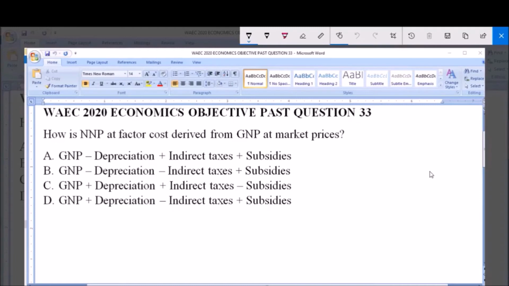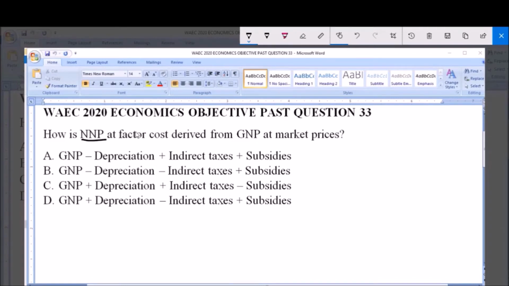I will be answering Waec 2020 Economics Objective Past Question 33. How is NNP at factor cost derived from GNP at market prices? A. GNP minus depreciation plus indirect taxes plus subsidies. B. GNP minus depreciation minus indirect taxes plus subsidies. C. GNP plus depreciation plus indirect taxes minus subsidies. D. GNP plus depreciation minus indirect taxes plus subsidies.